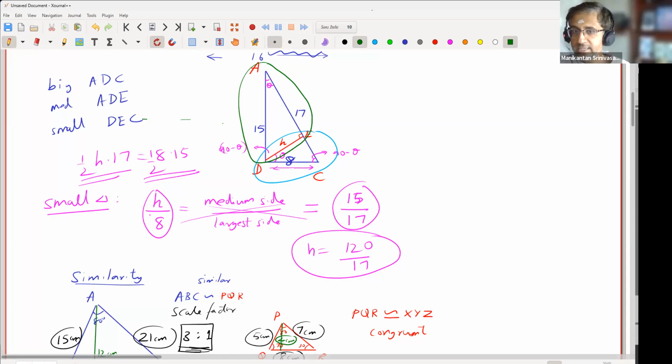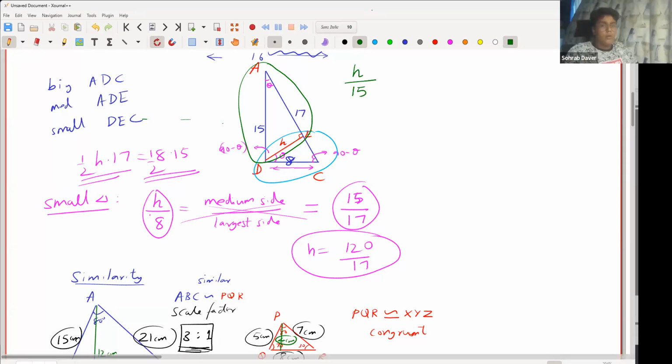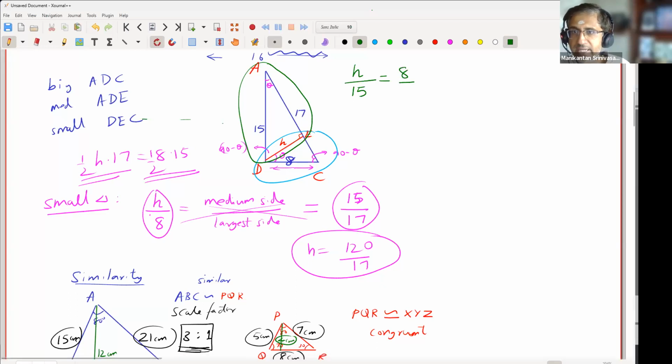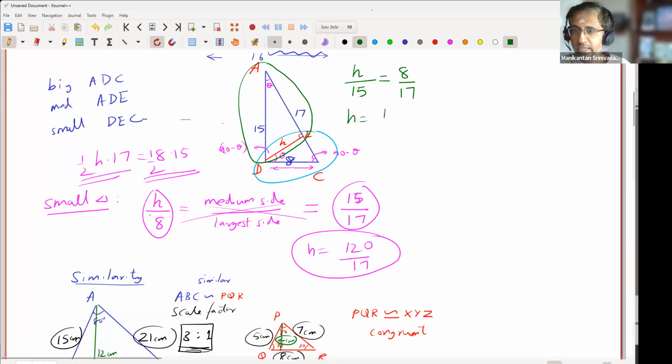So H is what? H is the smallest in that case, right? I'm looking at the medium triangle, H is the smallest, and 15 is the largest. Do you agree? Okay, now I can compare that with the large triangle where 8 is the smallest and 17 is the largest. Then also it's the same thing. Again, if I cross multiply, I get H equal to 120 by 17.